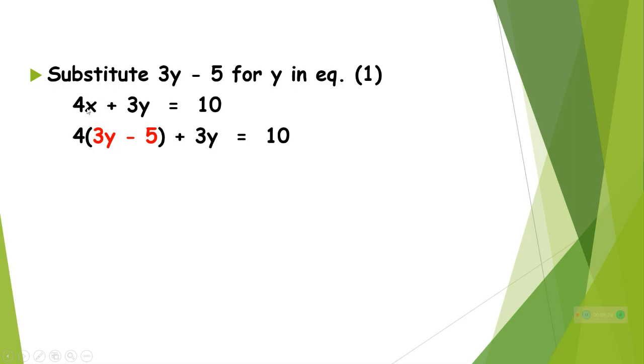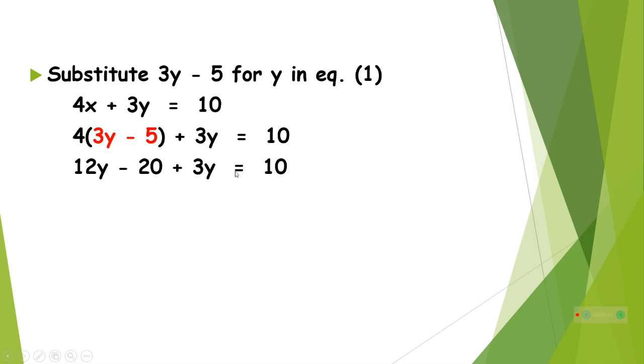Again, our equation 1 is 4x plus 3y equals 10. So, instead of x, you will now have 3y minus 5 here. So, this will be 4 times 3y minus 5, plus 3y equals 10. And then again, you are going to use the distributive property here. So you will obtain 12y minus 20 plus 3y equals 10.